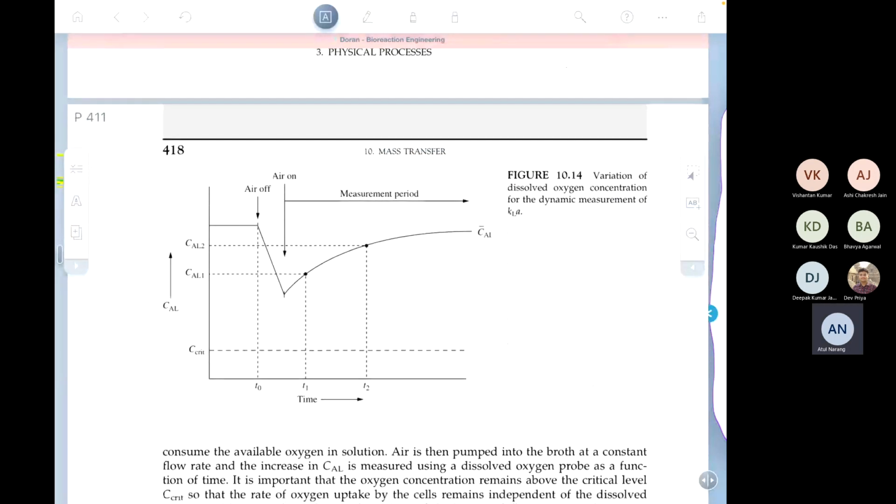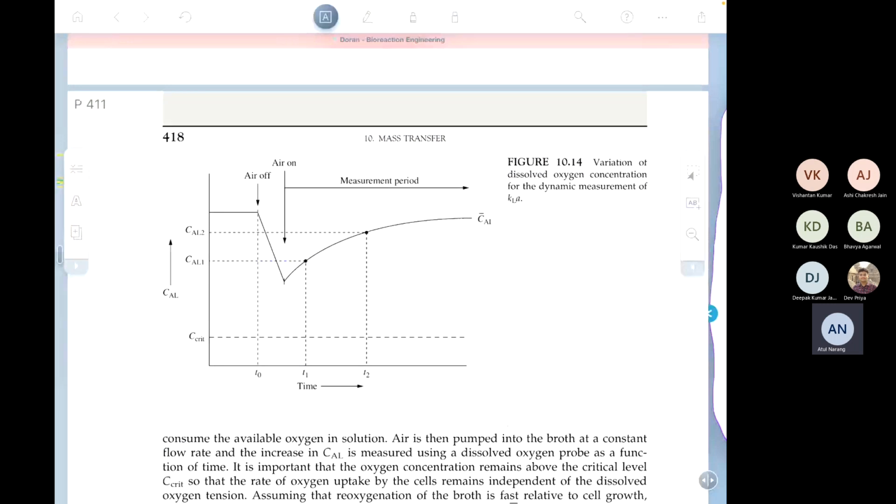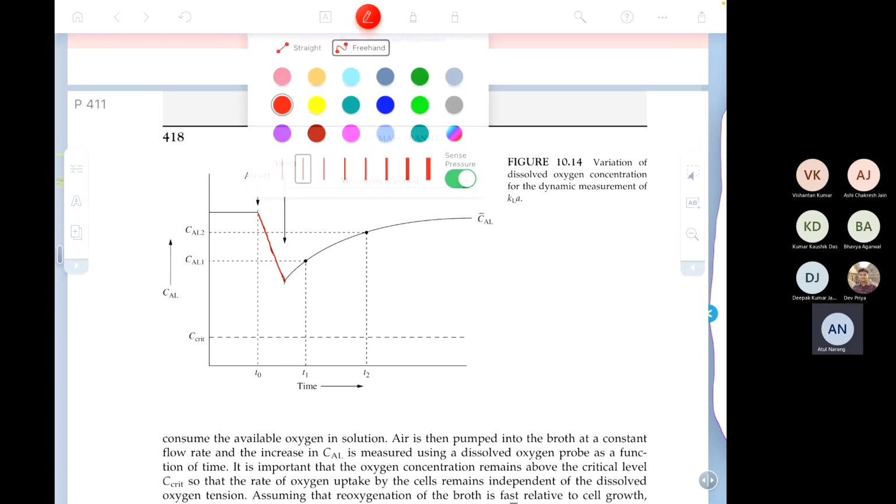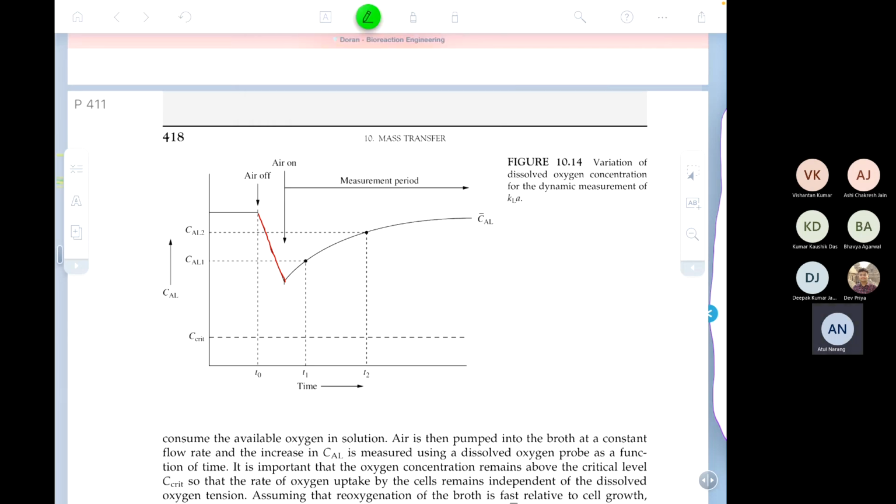You can see that this figure 10.14 is showing you what I just discussed. This linear decline is theoretically what should happen in the deoxygenation phase, and this rise is what happens when you turn the air back on. So can you see that? Air off, air on.